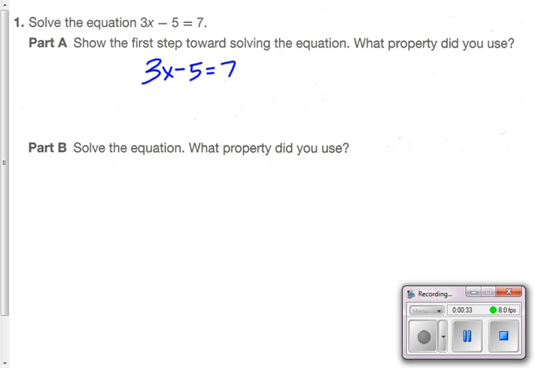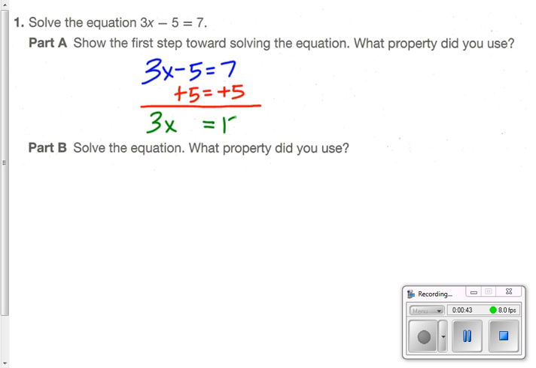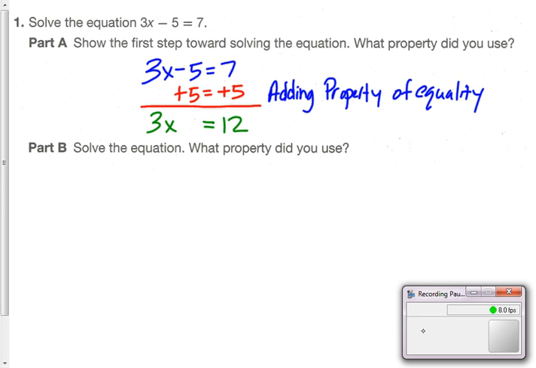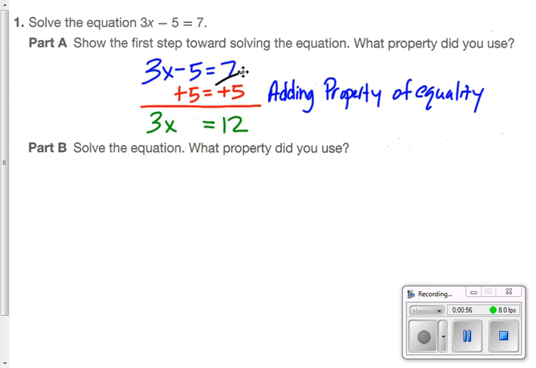So we'd start out with our equation, take the simple first step in this problem to get x by itself by adding 5 to both sides, giving us 3x equals 12. We also need to tell what property we took in that first step. That step being the adding property of equality. We added 5 to both sides of the equation. There's that equal sign. We added to the left, added to the right. So it's an adding property of equality.